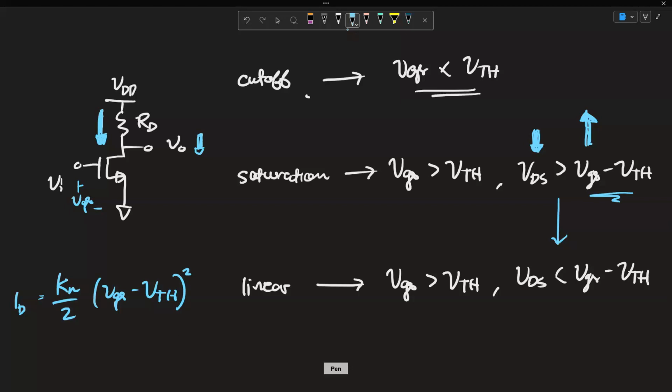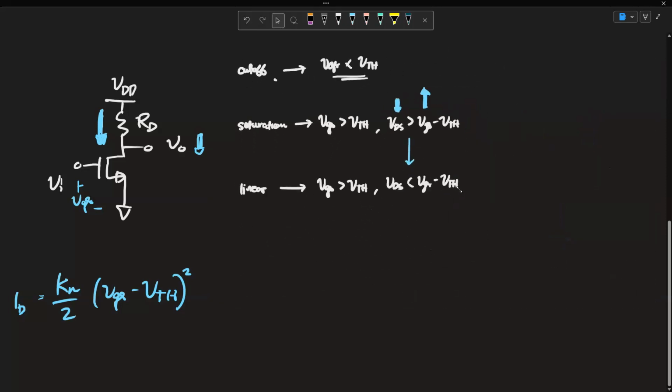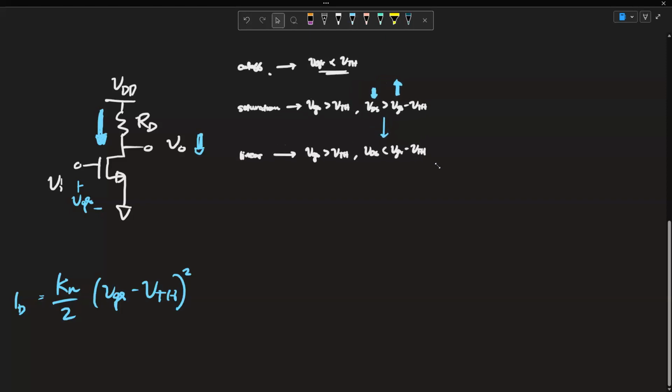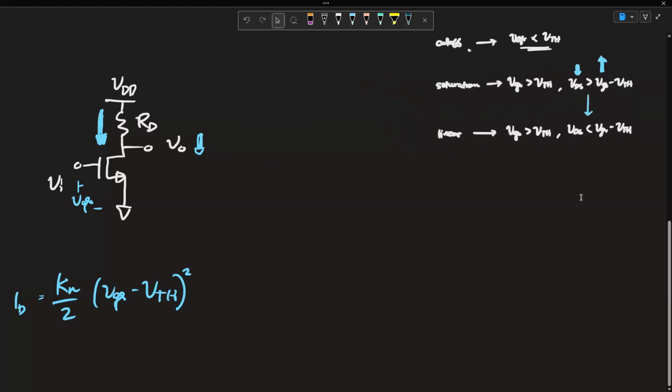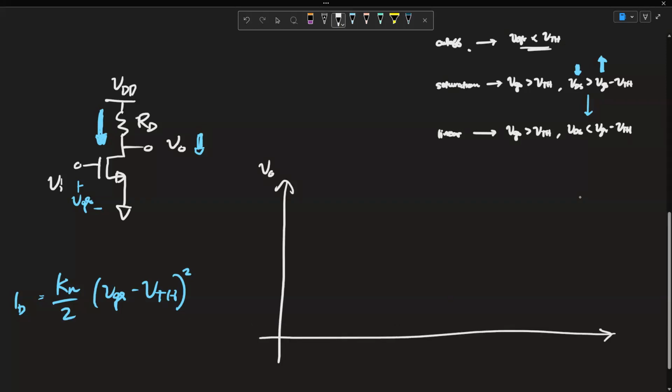And essentially, once we fall below that value, we get into the linear or the triode region, no? So then, that paints a picture of what we're supposed to expect sa transfer function nito. The transfer function of this circuit, again, would be V out versus V in, no?